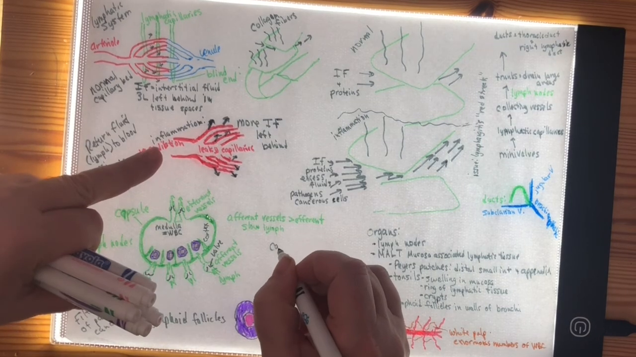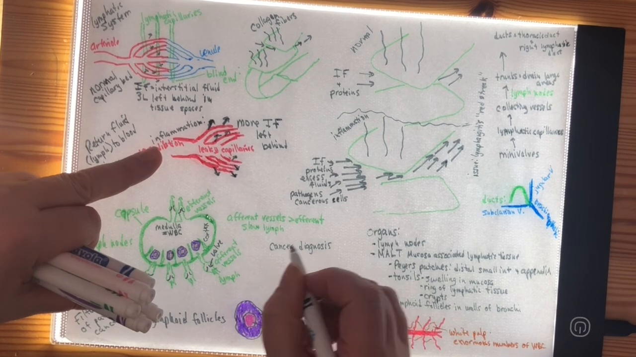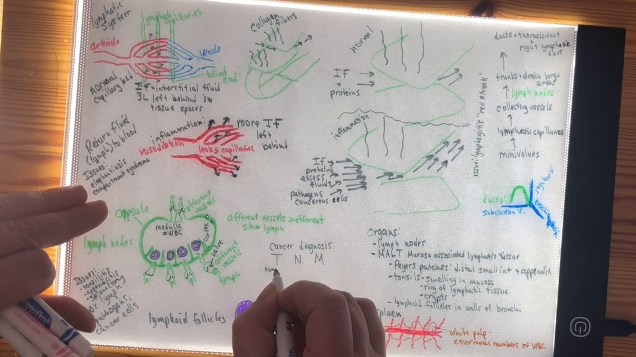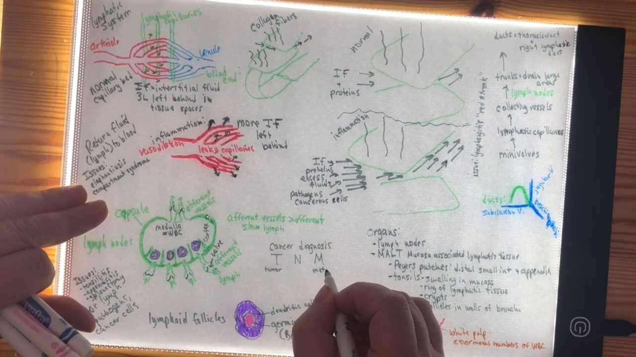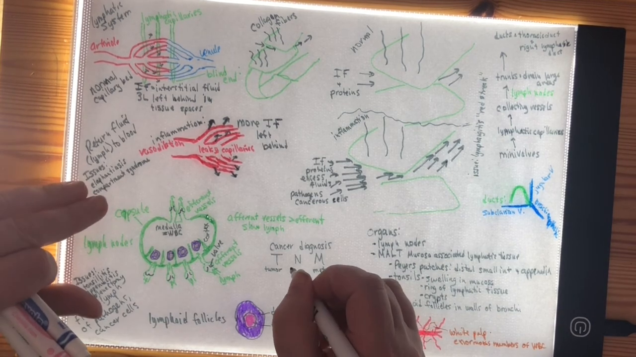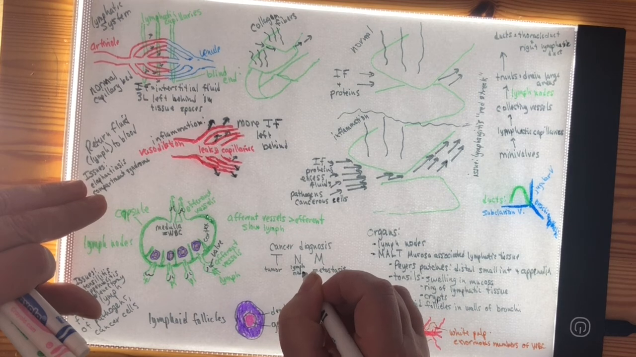So I'm just going to be throwing this right in there in the middle of everything. Let's talk about cancer diagnosis. The cancer diagnosis actually has to do something with the lymphatic system as well. So the way that we stage cancer usually is through the TNM method. T stands for tumor, N stands for node, and M stands for metastasis.